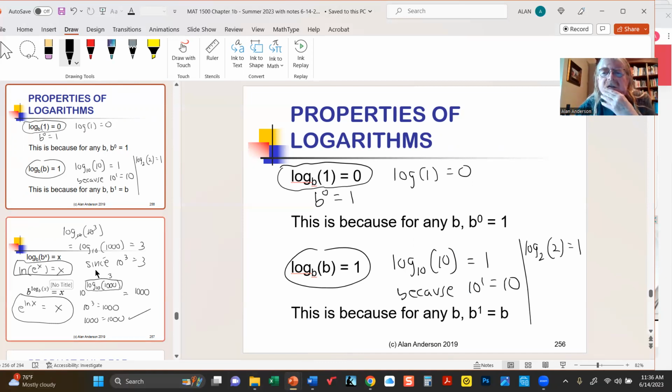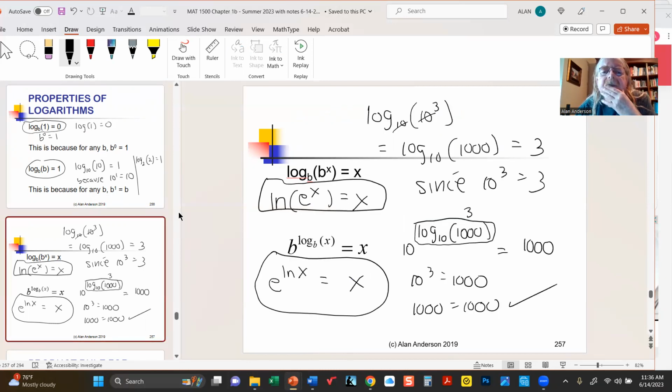Now, here's where it gets a little bit more interesting. We're going to need these properties as we go along. Log base b of b to the x is x. So the example I have for you here is log base 10 of 10 cubed, which is equal to log base 10 of 1,000, which you've already seen is 3, since 10 to the third power is 1,000. So I put these little slashes here to indicate that if you're having trouble remembering this rule, think of these as canceling each other out. In other words, the log to base 10 of 10 cubed is going to be 3. That's what this is telling me.